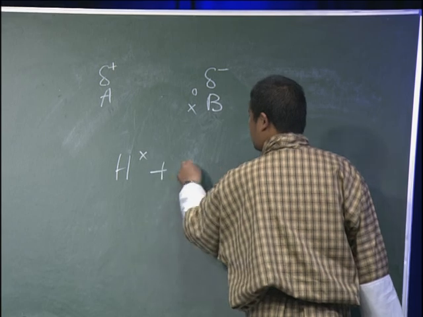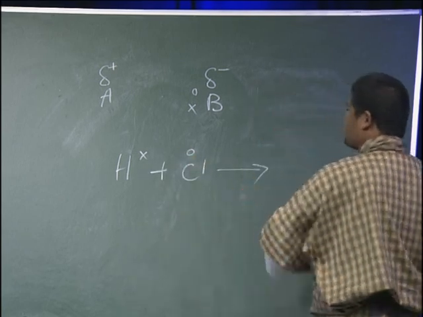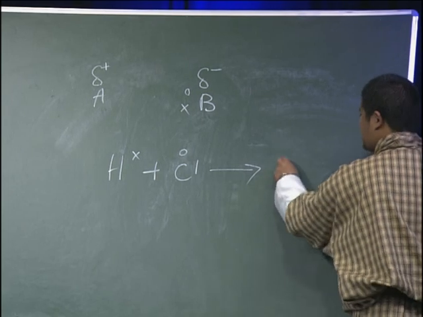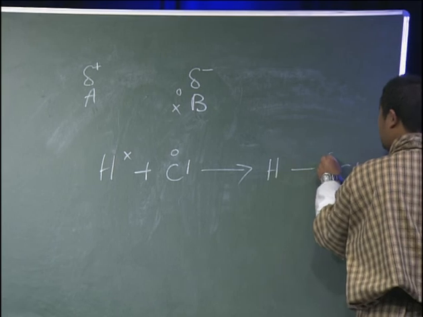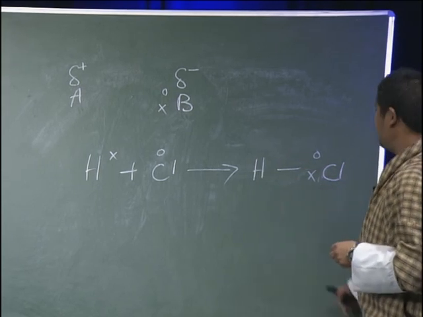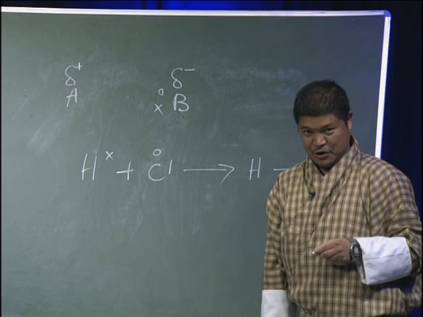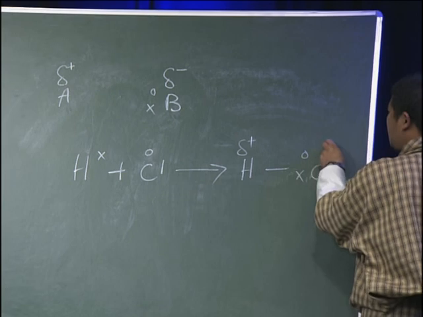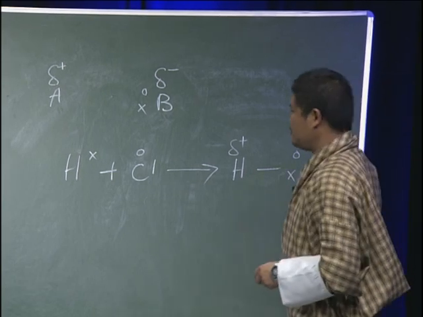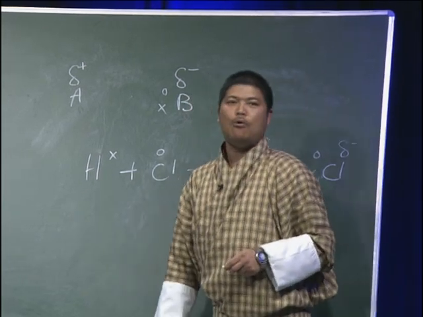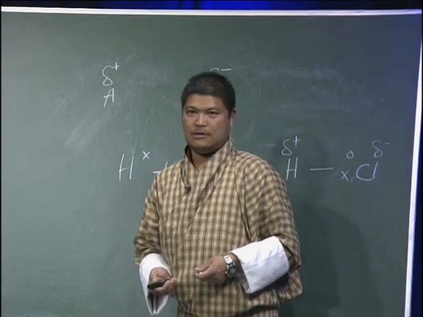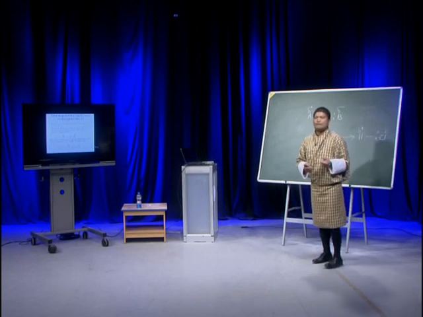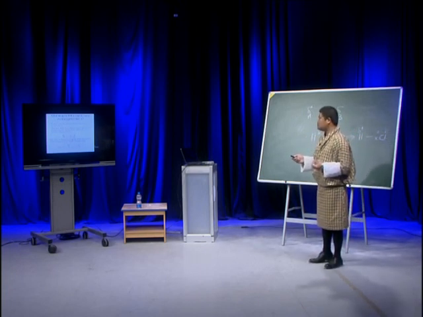I have taken the example of hydrogen and chlorine. So when a bond is formed between hydrogen and chlorine, we have H and Cl, but the shared pair of electrons is more towards the chlorine side. So hydrogen develops a slight positive charge and chlorine develops a slight negative charge. These are examples of polar covalent bond. I hope the difference between the polar covalent bond and the non-polar covalent bond is clear.